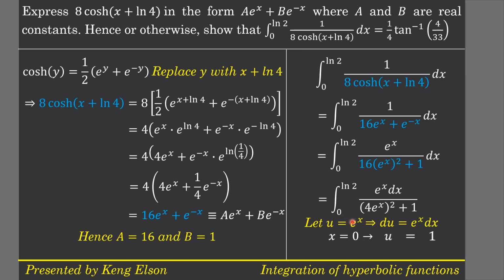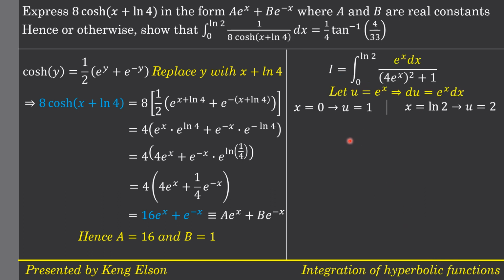Now I'm going to change my limit. When x is 0, my u is e to the 0, which is 1, and when x is ln 2, my u is e to the ln 2, which is 2. Now from there we can change the limits, and we have the integral from 1 to 2. Those are the new limits of u. In the place of e to the x dx, we replace it with du. In the place of e to the x, we replace it with u. Then we need to square, then we need to add 1.